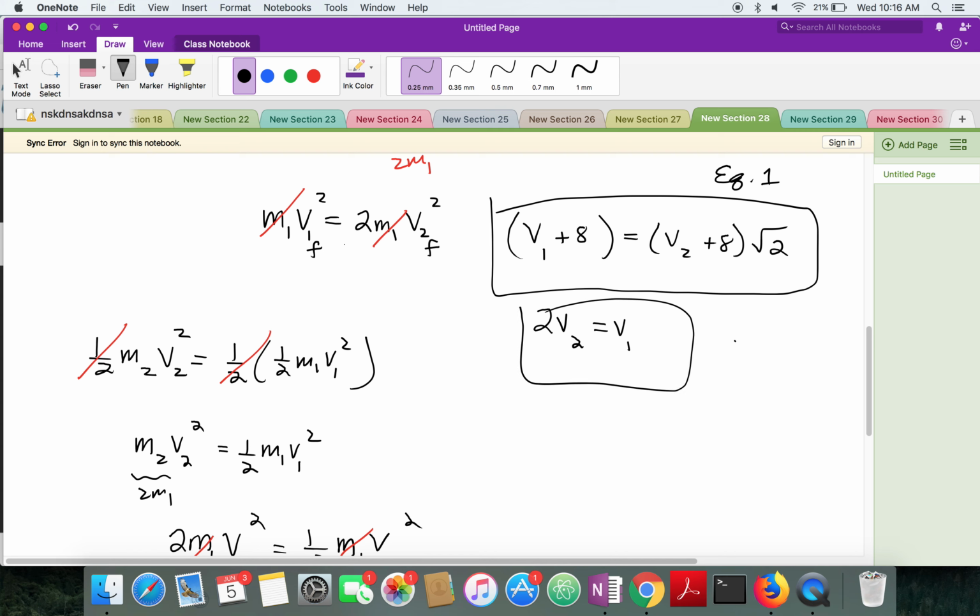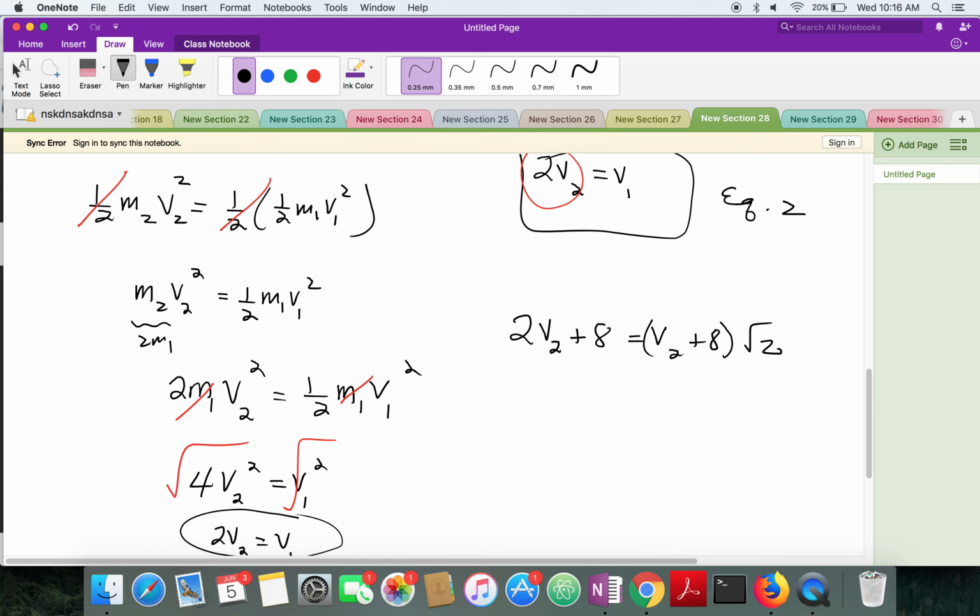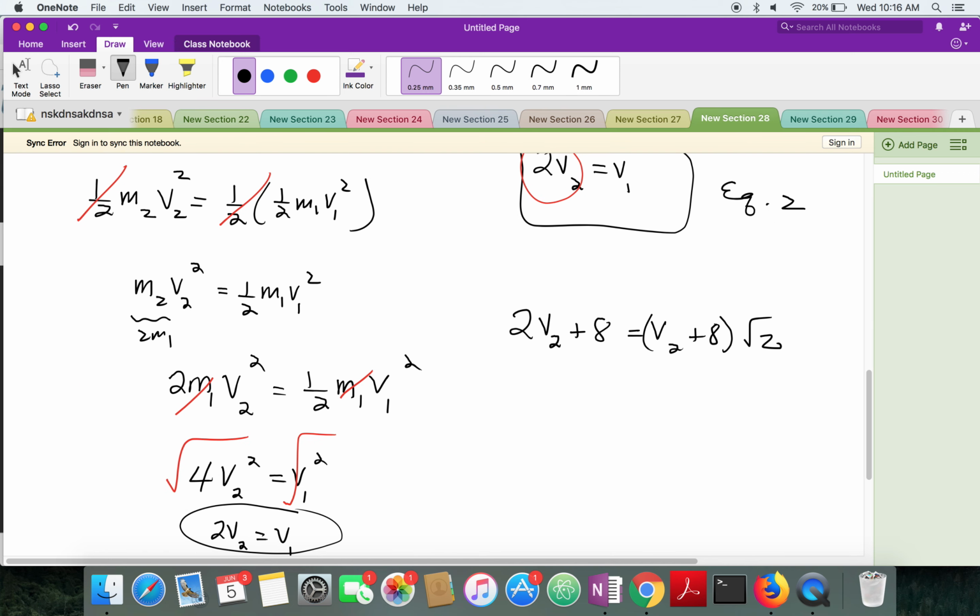Right, that's equation 2. And now I could just do a substitution. I could take v1, take this, and replace it right there. So now I'll have something exclusively in terms of one variable. So that's going to be 2 v2 plus 8 equals v2 plus 8 times rad 2. What I'd want to do now is distribute the rad 2 on the right. So you get 2 v2 plus 8 equals v2 rad 2 plus 8 rad 2.